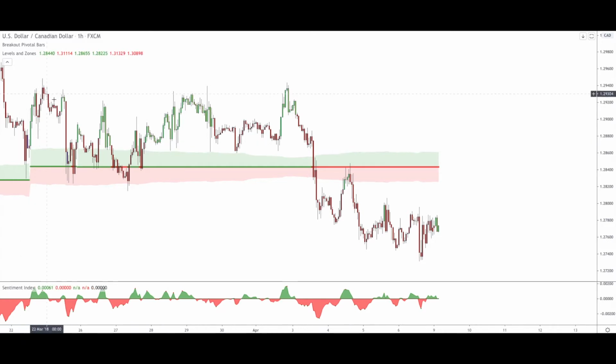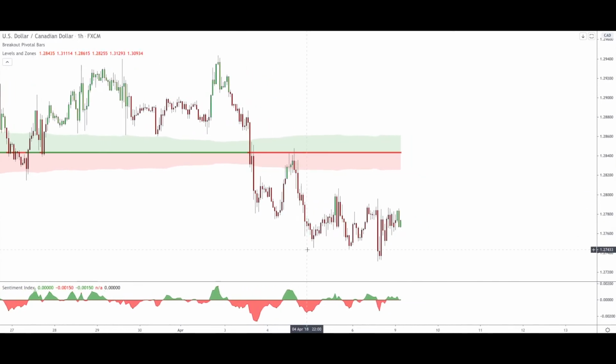In this case, the price was going down in the first case, and then it moved back up. In this case again, the price was going down and it moved back up. So this is the first indicator.